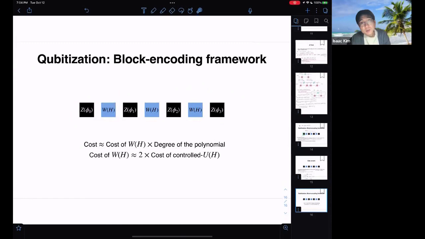And although this is not exactly the most flexible version of unitary encoding, it is related to the flexible unitary encoding in a very simple way. So the total cost, roughly speaking in the leading order, is the cost of this W_H times the degree of the polynomial. And the cost of W_H is 2 times the cost of the control U of H.